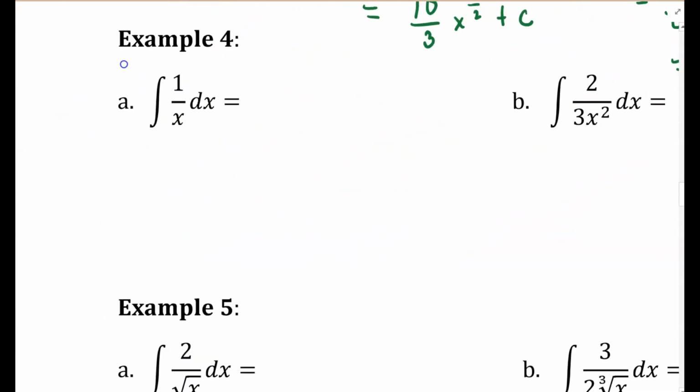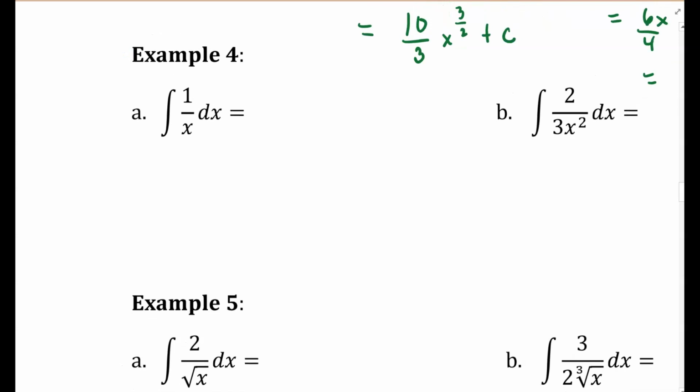Let's look at example A. All right, example A, hopefully this structure you recognize as the natural log. So if I integrate 1 over x, this is going to be the natural log of the absolute value of x plus a constant.